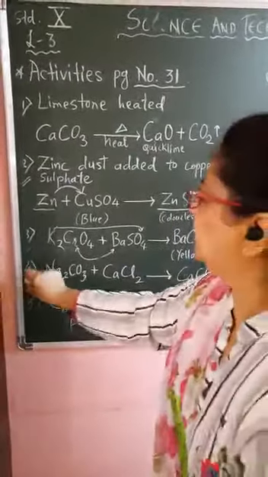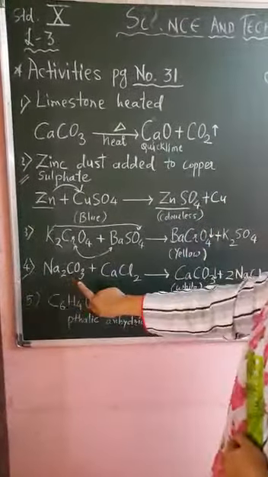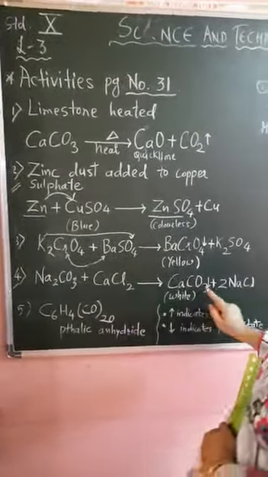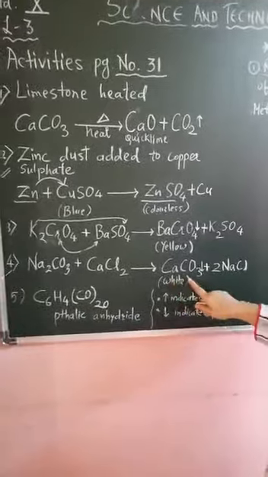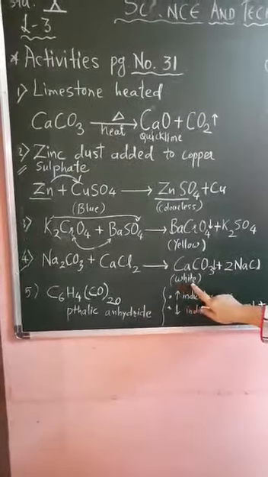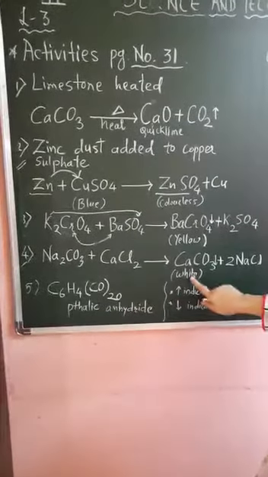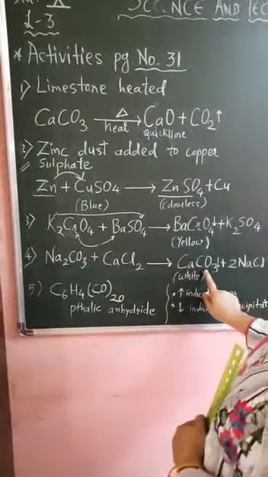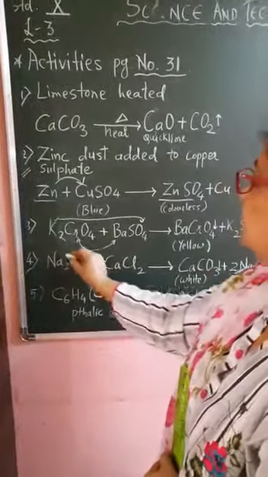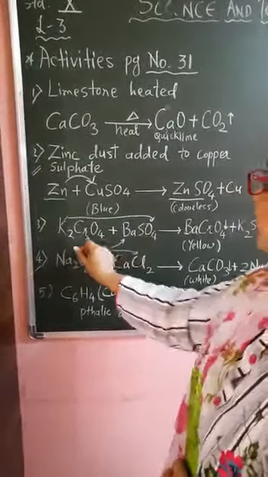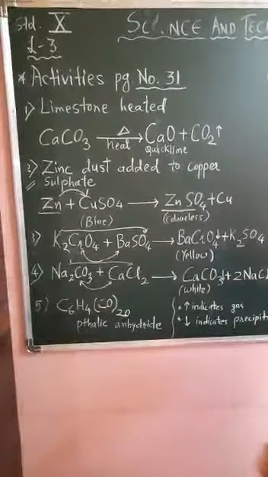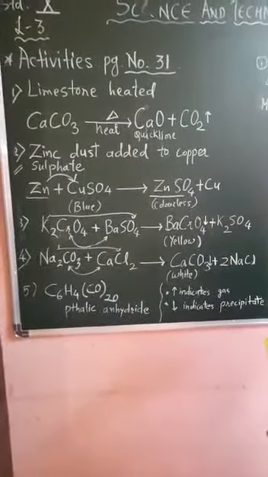Then the fourth activity is when sodium carbonate is added to calcium chloride. We get a precipitate of calcium carbonate and NaCl. This color will be white. So in this case CaCO3, that is calcium carbonate. This is also the exchange of the ions. NaCl is formed. And then the last activity, in that phthalic anhydride.